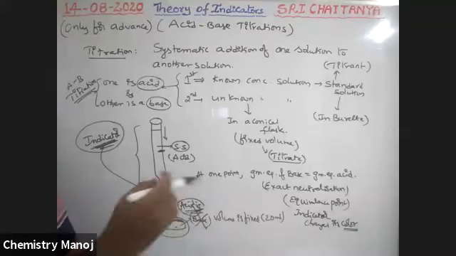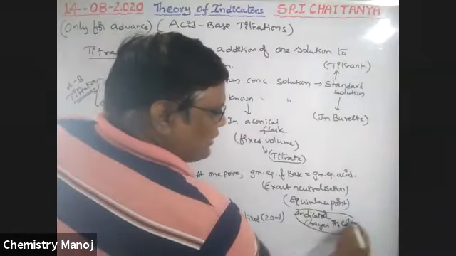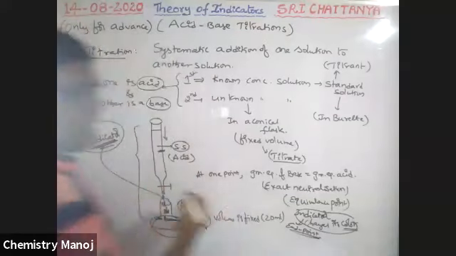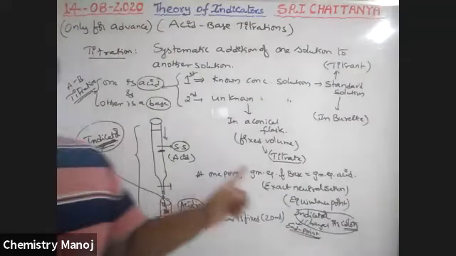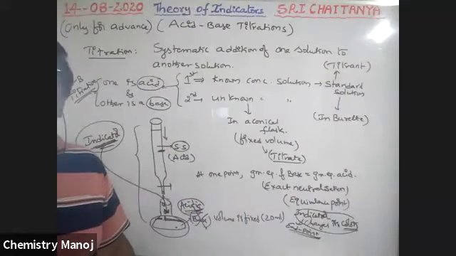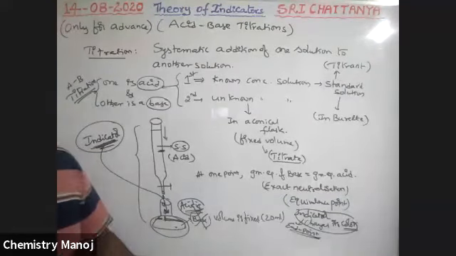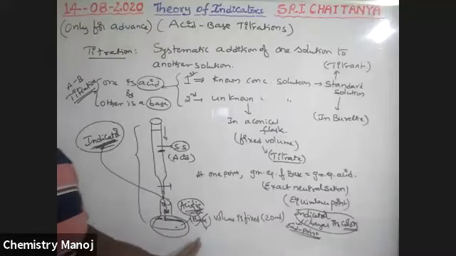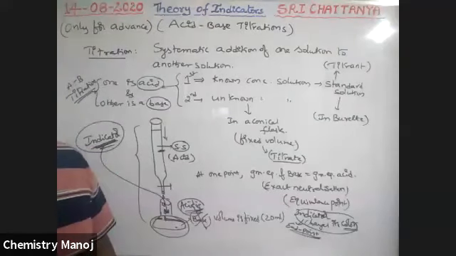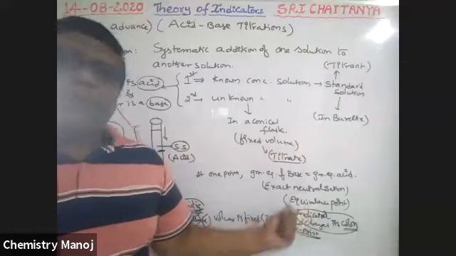So where the color is changed, that color change we consider as the end point. That color change is called the end point. Tell me, boys, is the equivalence point equal to the end point? What is the equivalence point? That gives the exact equivalence, that means the gram equivalence of acid is equal to the gram equivalence of base. That is called the equivalence point.